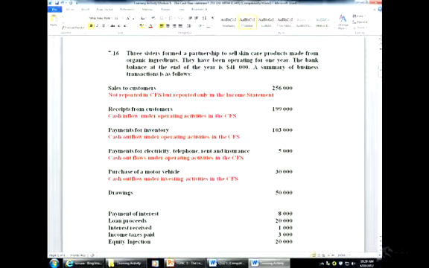Drawings. The drawings are anything in the form of cash, but here we're given as cash 50,000 that the owner has taken out of the business. So this results in a cash outflow, and this cash outflow is money that the company is returning back to the owner. So it's a cash outflow, and this outflow is going back to the financer, and therefore this will be reported under financing activities.